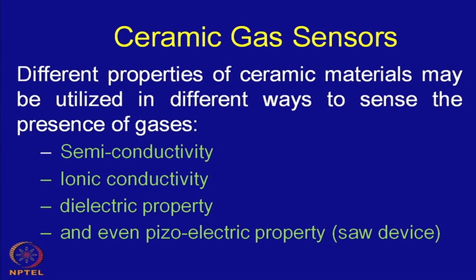Basically, many different kinds of electrical properties can be utilized to sense the presence of specific gases. The last one, of course, we will not be discussing much here, because we have mentioned briefly that the piezoelectric property of ceramic materials can be utilized to fabricate a SAW device. In the presence of some gases, particularly moisture, the characteristics of this SAW device change, and by monitoring the change one can find out the concentration of moisture.